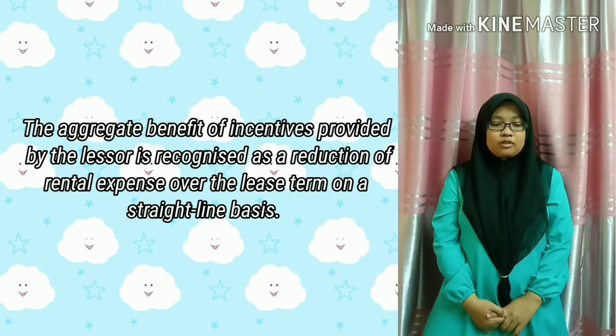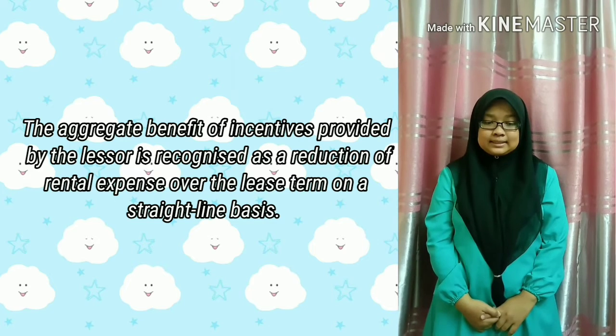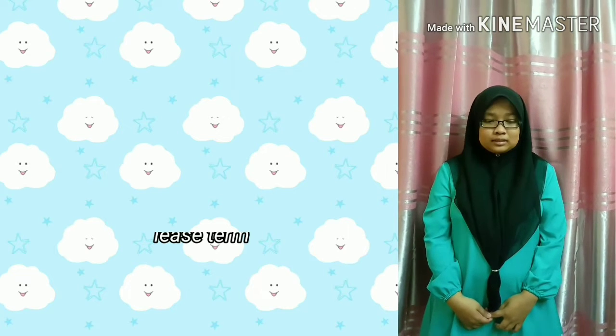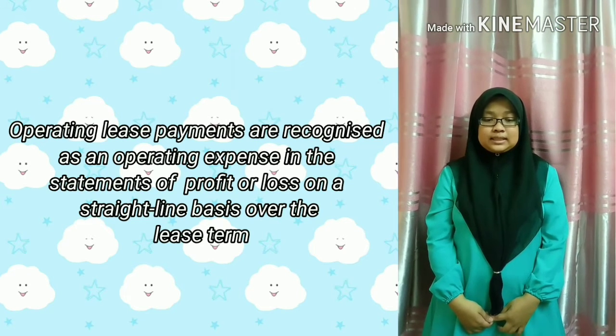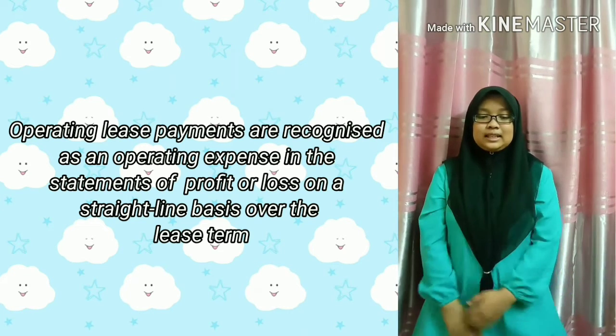Okay, now we will look at the lease payment. For MSC Plantation Berhad, the aggregate benefit of incentives provided by the lessor is recognized as a reduction of rental expenses over the lease term on a straight line basis, while the operating lease payments for Negeri Sembilan Oil Palm Berhad are recognized as operating expenses in the statement of profit or loss on a straight line basis over the lease term. That's all for the types of accounting.